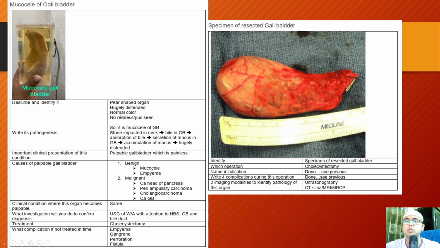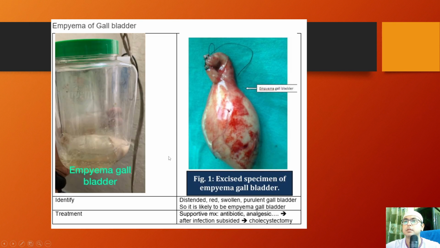Okay, I already told you these things in the previous slide, so I'm going to skip it. As you can see, the wall is edematous and whitish, and there seems to be pus within the gallbladder because it is the infected form. You can see a huge amount of pus came from the gallbladder. So its treatment is antibiotics, analgesics, and also cholecystectomy. Okay, so this is one of the acute conditions, so its outcome is questionable.